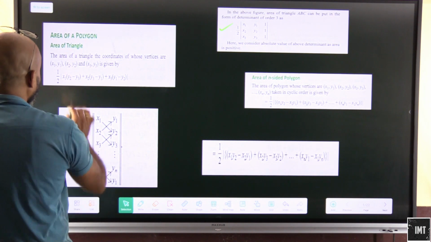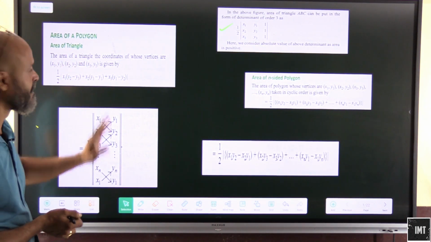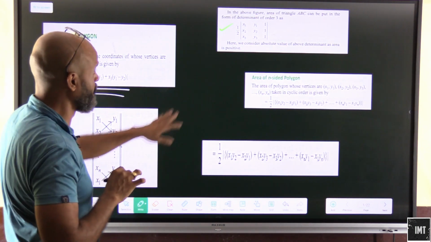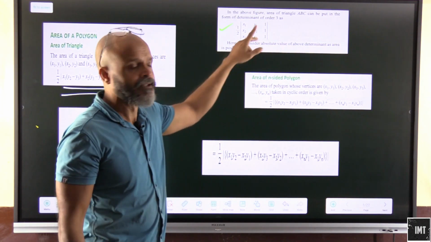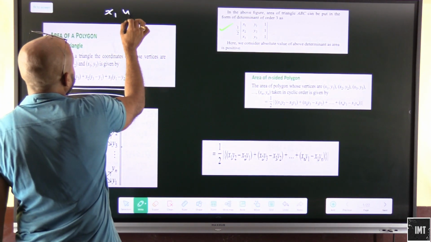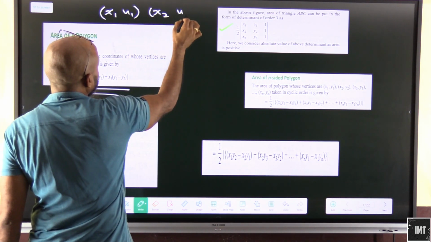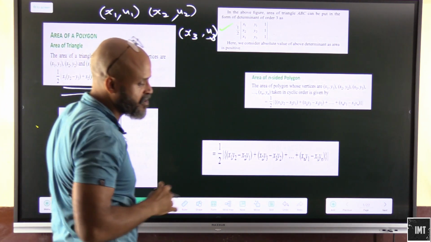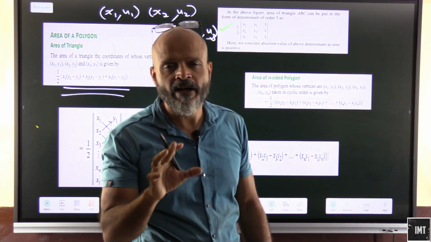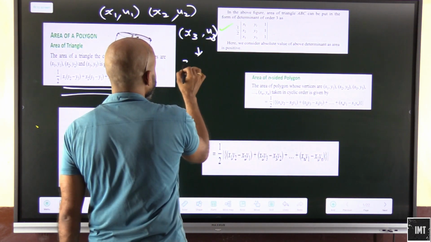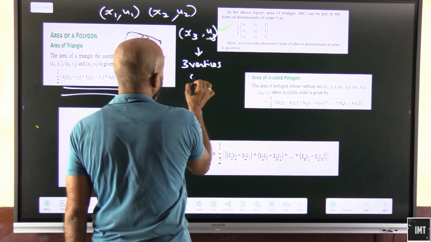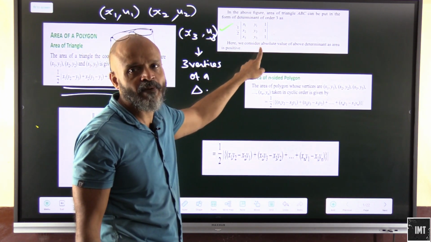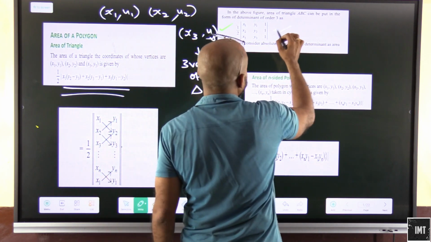Here we have the area of a polygon, which is basically the area of a triangle. It is difficult to remember it in this format, so an ideal way of remembering this would be to put it in determinants. Let's say we have x1 y1, x2 y2 and x3 y3 as the three vertices of a triangle. Then the area of the triangle will be half of the determinant with rows x1 x2 x3, y1 y2 y3 and 1 1 1.